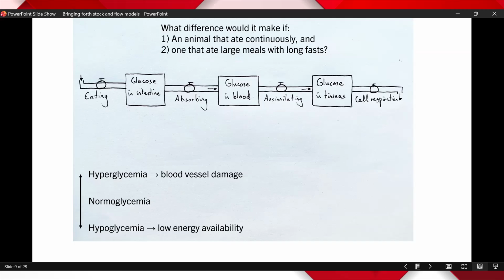But then we have a problem now because we see animals and we say, well, what about other animals? You've got lions or whatever who eat maybe once a day. Some crocodiles eat once every 6 months.